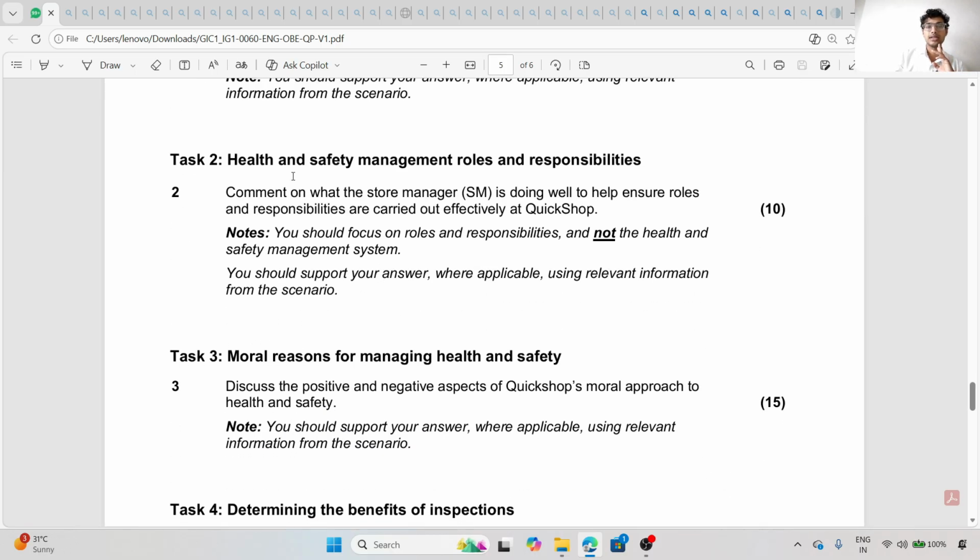Then the second task, health and safety management roles and responsibilities. Comment on what a store manager is doing well to help ensure roles and responsibilities are carried out effectively at Quick Shop. You should mention what he is doing well and effectively for his roles and responsibilities.